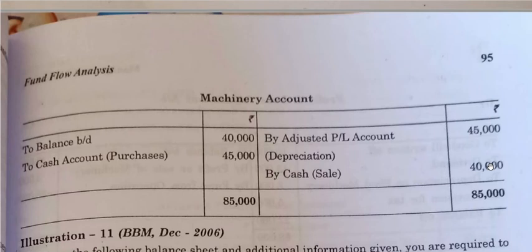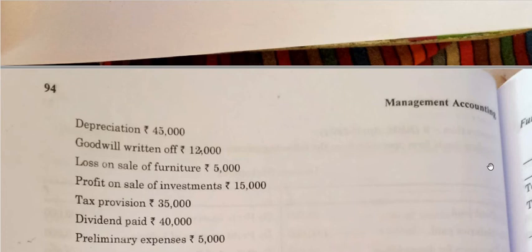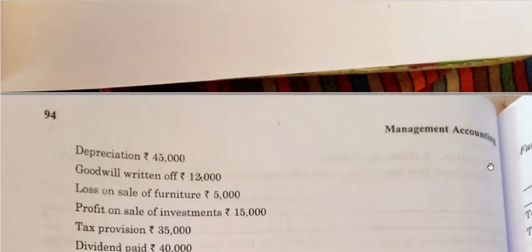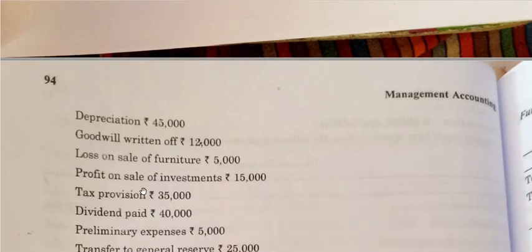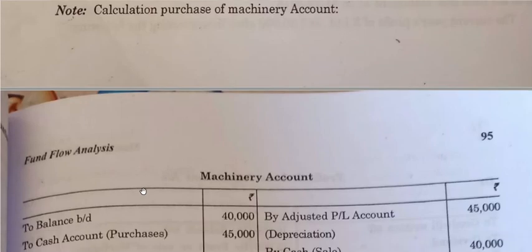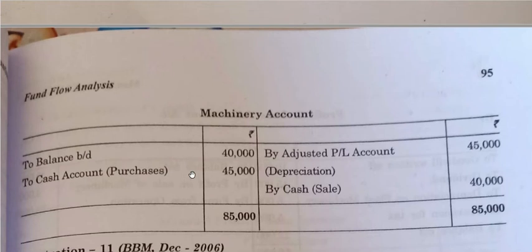And also in the question they have given depreciation is 45,000. So we consider it as a depreciation on machinery. So by adjusted profit and loss account, depreciation 45,000. To cash account, which we assume to be purchases, since it is an outflow of cash, it is 45,000. We consider it to be purchases. So your machinery account gets balanced.